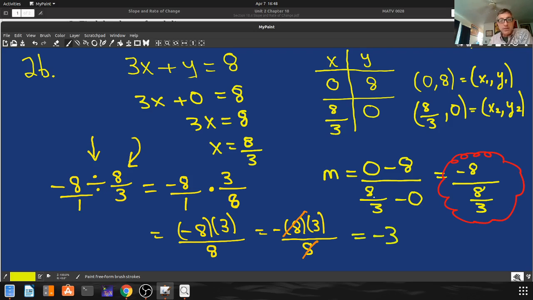Another way we could have done it, notice that I chose my y value. I get to choose my y value, and I thought, okay, if I choose my y value to be equal to 0, it's going to make things easier. But literally, if I would have chosen my y to be 2 rather than 0, it would have been easier. So let's go ahead and do that.